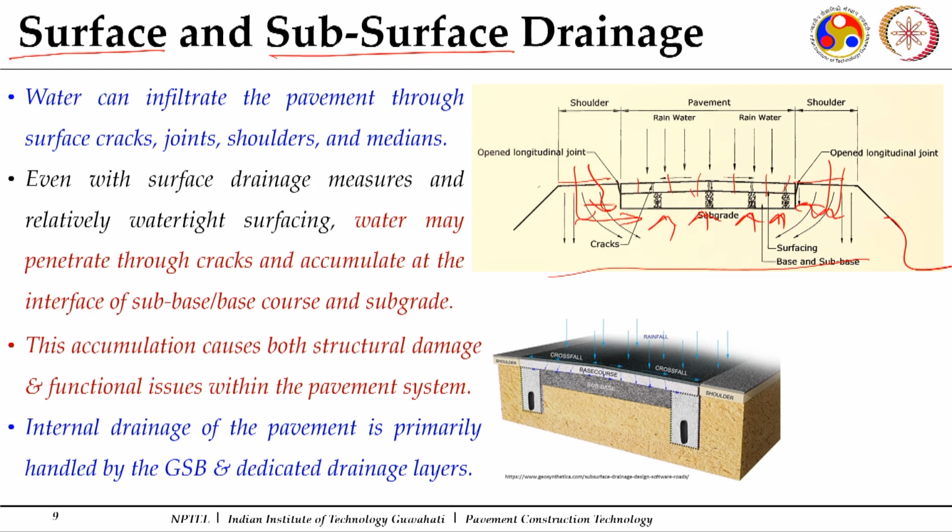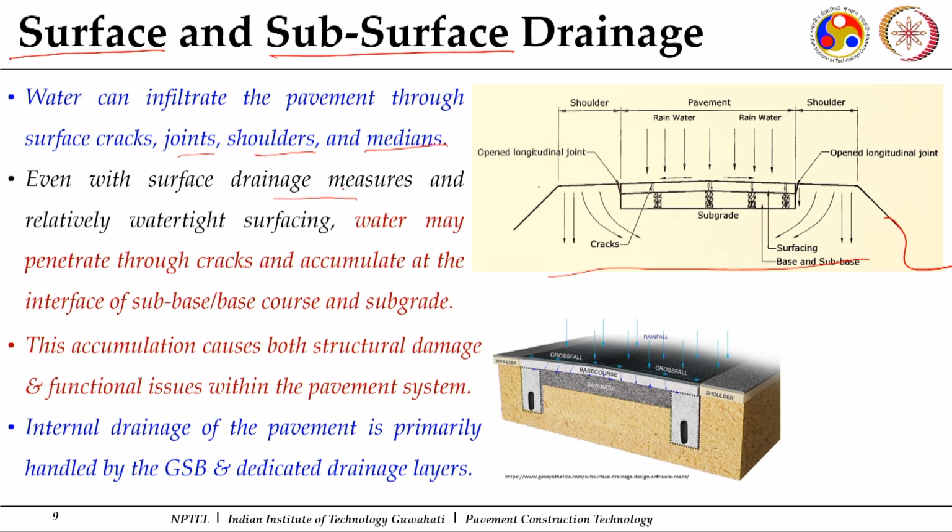So my purpose is, one, whatever water there is on the top should get moved out quickly, and whatever water enters my pavement structure by any means should also be removed quickly. So water can infiltrate the pavement through surface cracks, joints, and shoulders. When medians are constructed or when we widen the pavement, joints come up in that case.